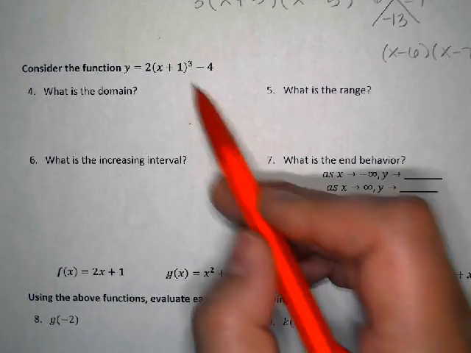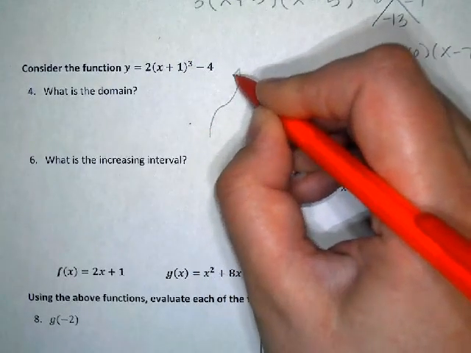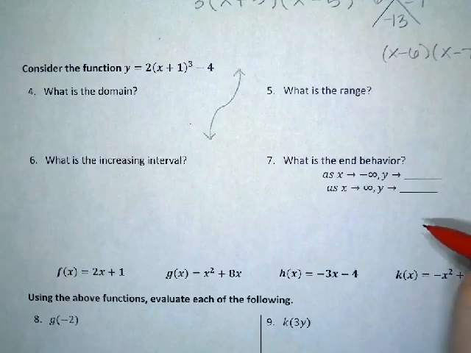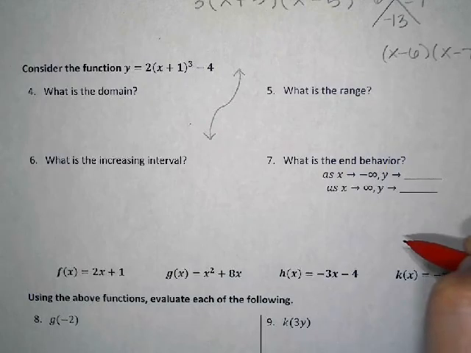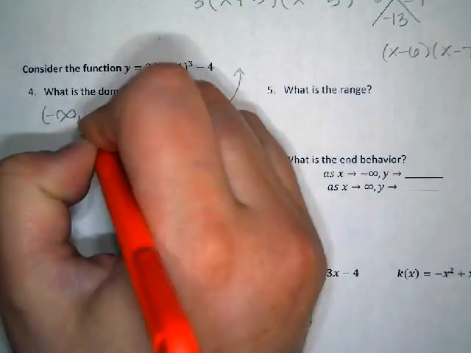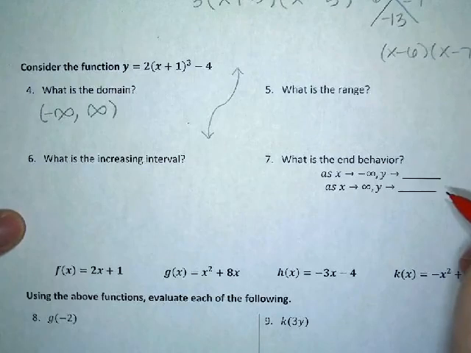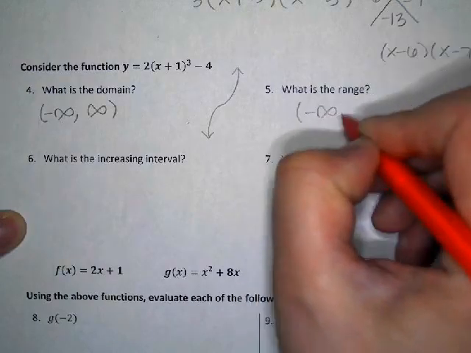The next one has a cubic graph, and if you graphed that on Desmos, it looks something like that. So what is the domain? What is it from left to right? How far left, how far right? Negative infinity to infinity. Arrow to the left, arrow to the right. How far down, how far up? Negative infinity. Yep. Same thing for the range.